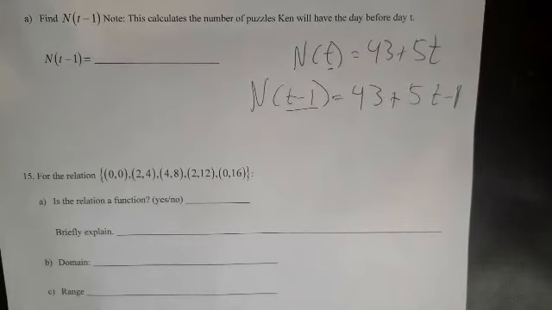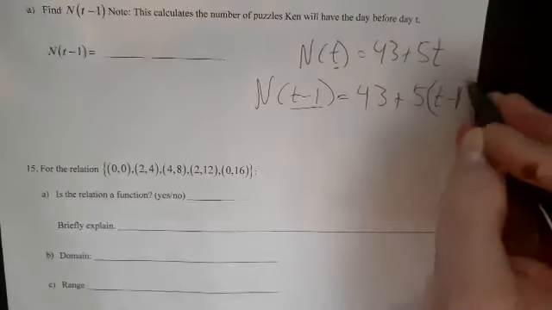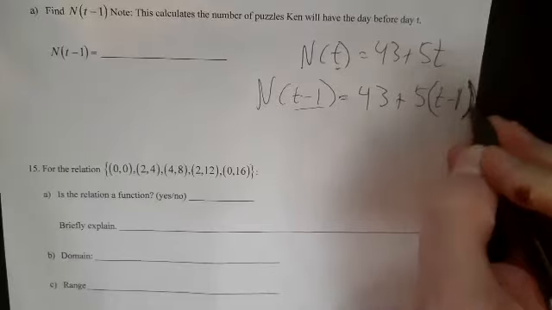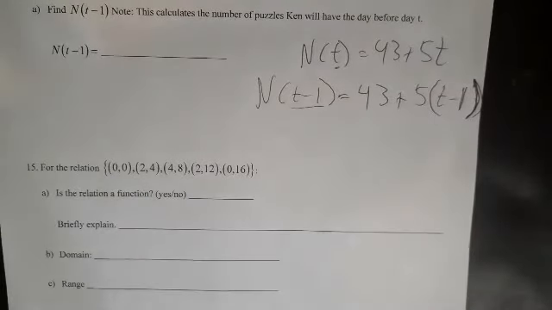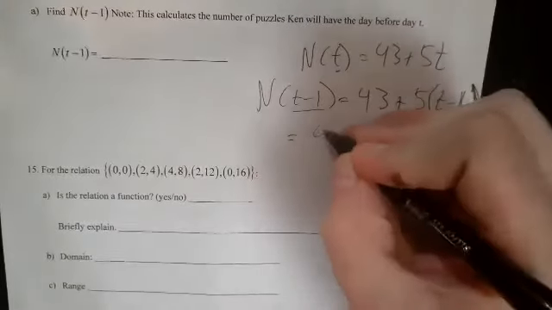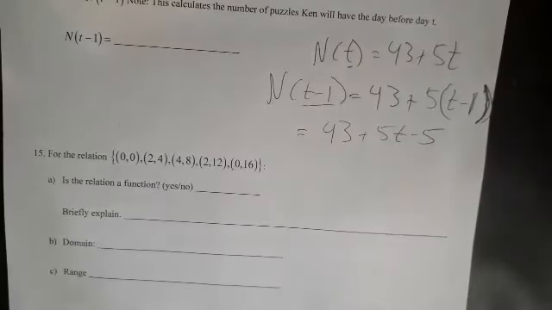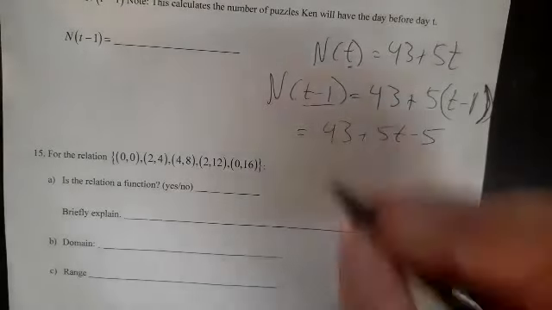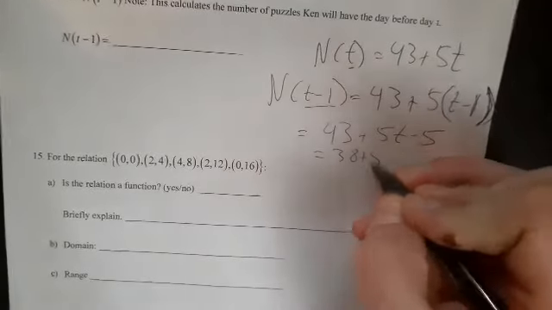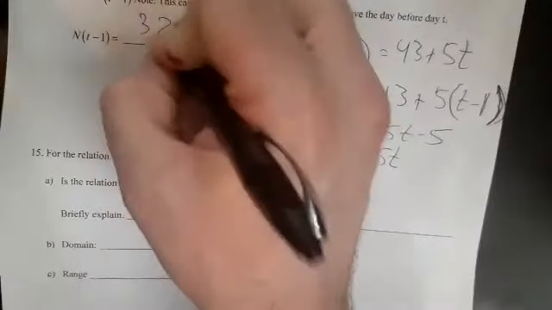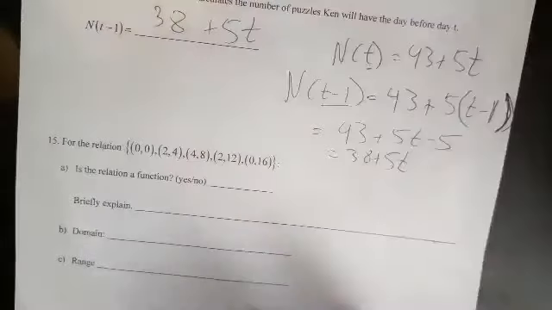And I hope there's something you do every time. Let me tell you, every time you plug something in, always put parentheses around that thing. Now we're going to simplify this a little bit. 43 plus 5t minus 5. 43 minus 5 is 38. So 38 plus 5t is what you're looking for.